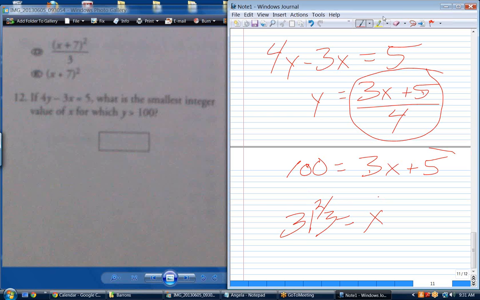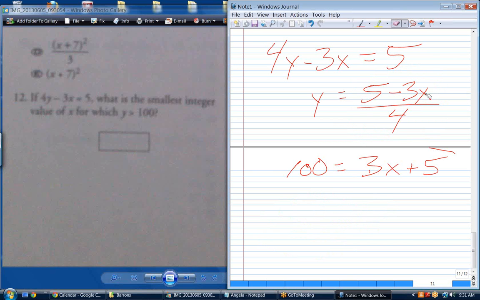In other words, if we solved that equation and we got this, notice that we can still solve for x. I don't know if it's going to be 31 2/3, but we can solve for it. But now we're looking at a situation where if x goes up, y goes down, because there's a negative sign in front of x. So make sure you know that it's a direct relationship and not an inverse relationship.